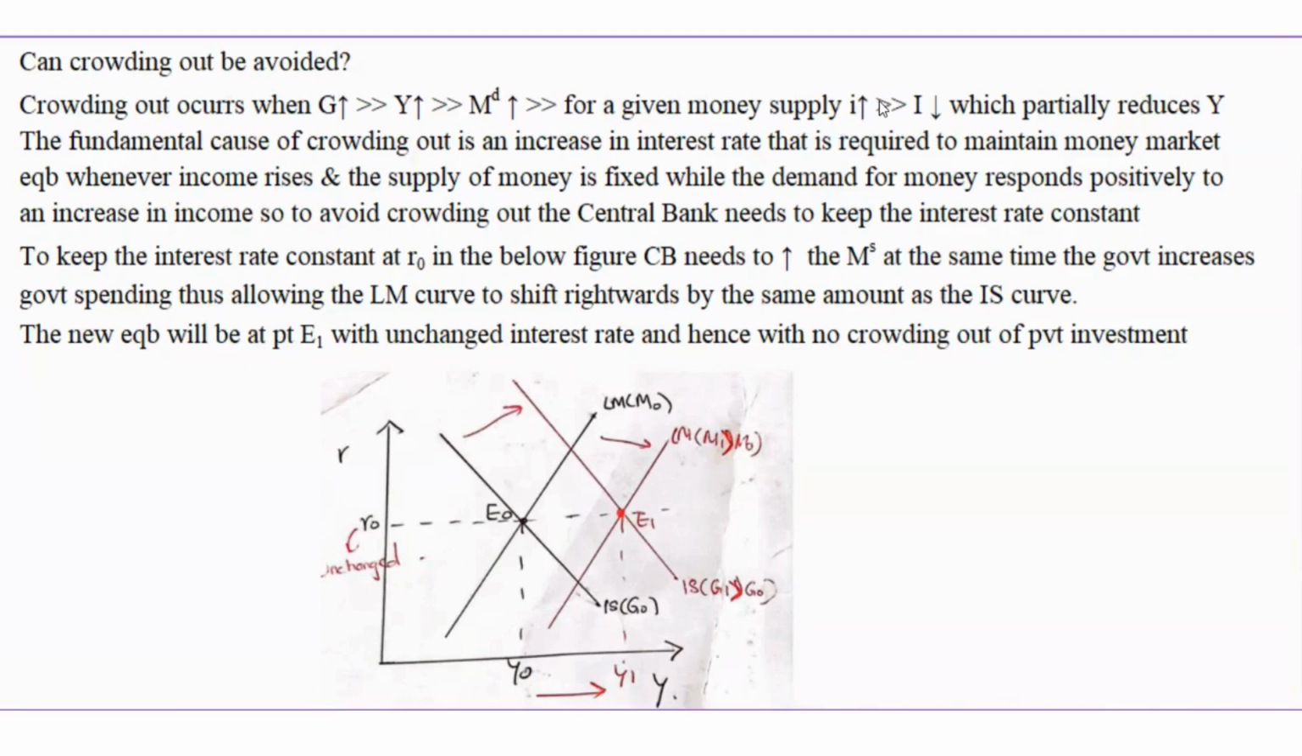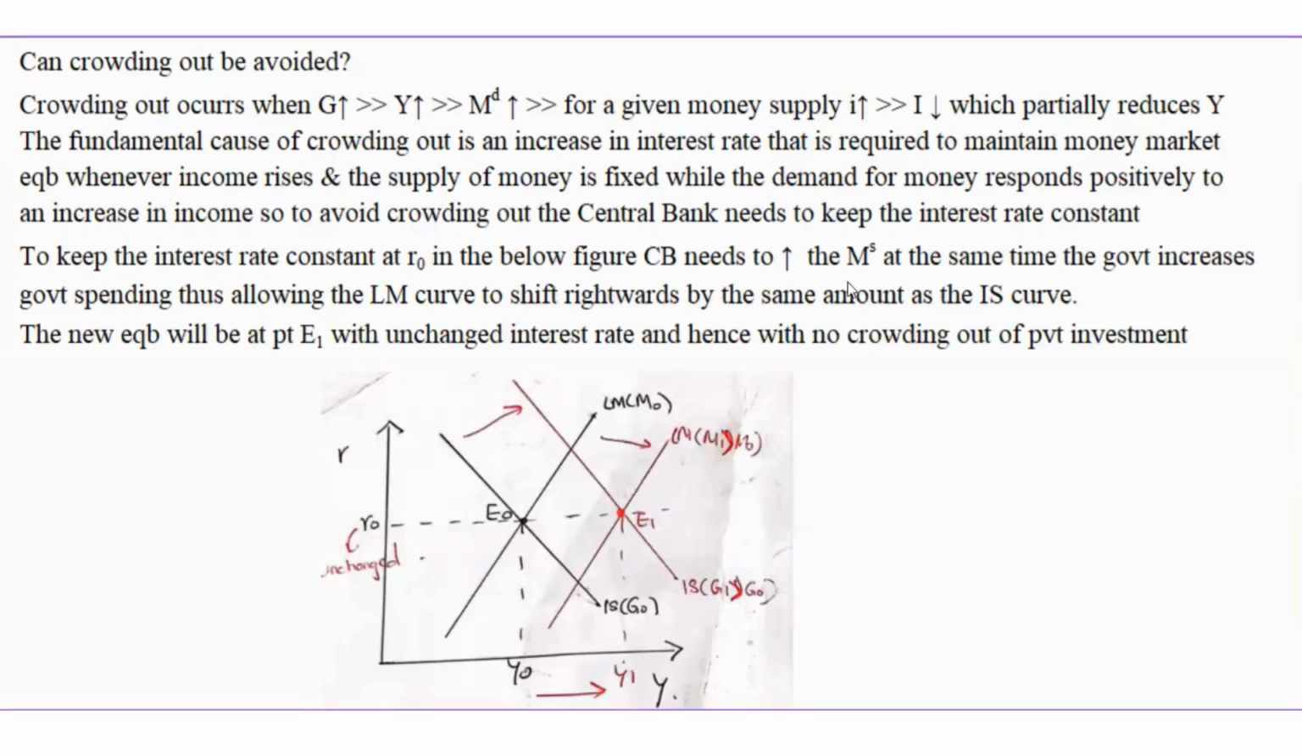This increase in interest rate is required to maintain money market equilibrium whenever income rises, which causes money demand to increase, but the money supply is fixed. So the main reason crowding out is occurring is because of this increase in interest rate that you need to maintain money market equilibrium whenever Y increases, which increases money demand, but money supply is fixed. And this increase in interest rate then goes on to reduce investment.